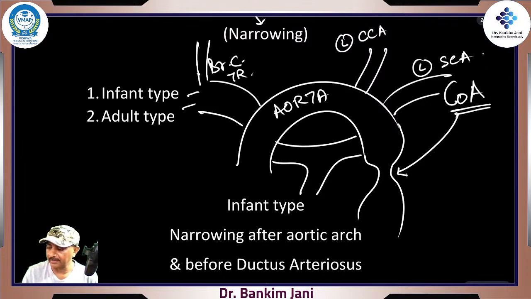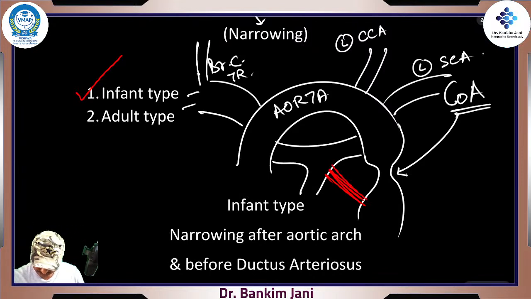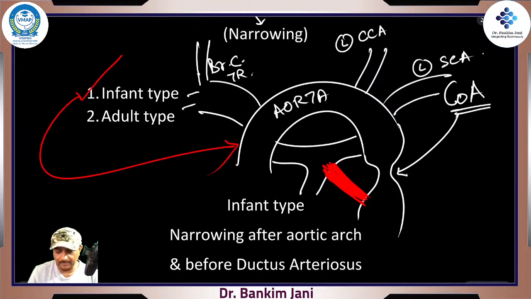I changed the color. For infant type coarctation of aorta, the narrowing is after the aortic arch but before the ductus arteriosus. So it means if the ductus arteriosus is here, right? So what we are watching is the infant type. Narrowing is after the aortic arch. Yes, this aortic arch is over, right? And before the ductus arteriosus, this one is the ductus arteriosus.